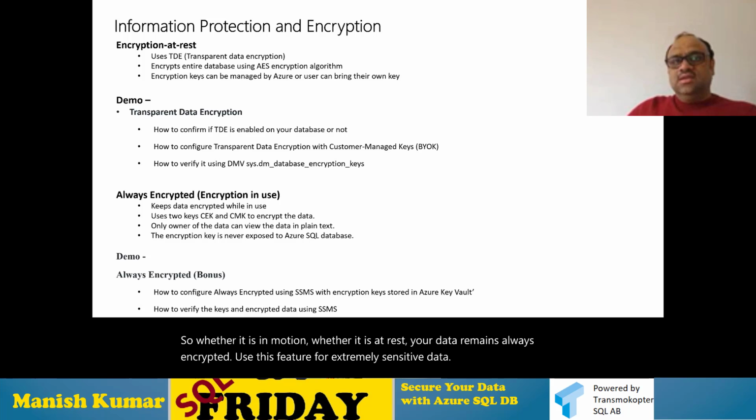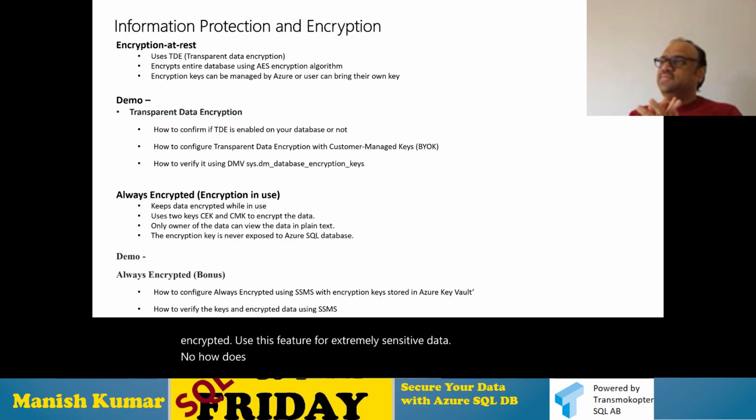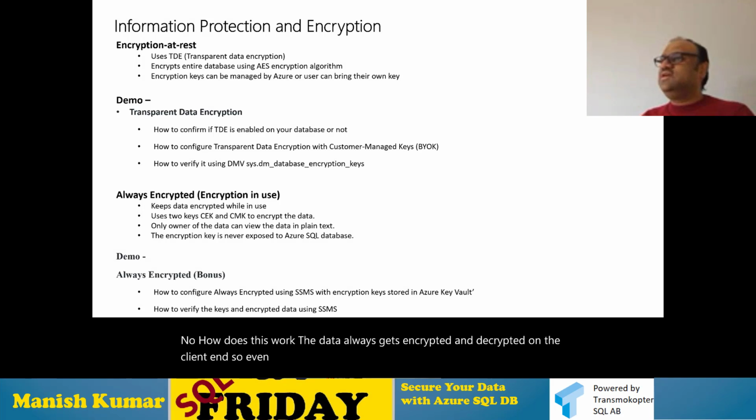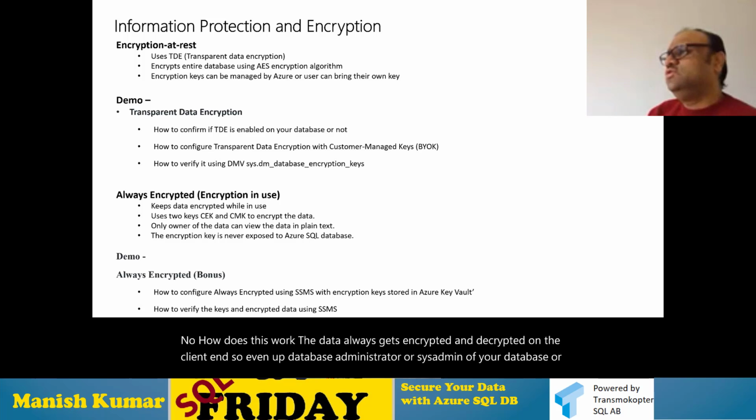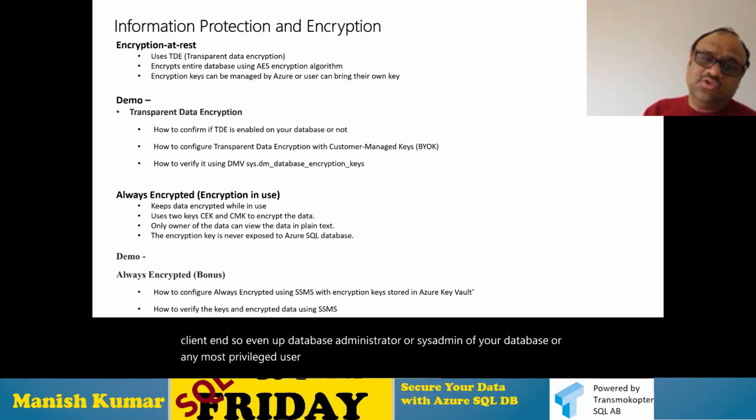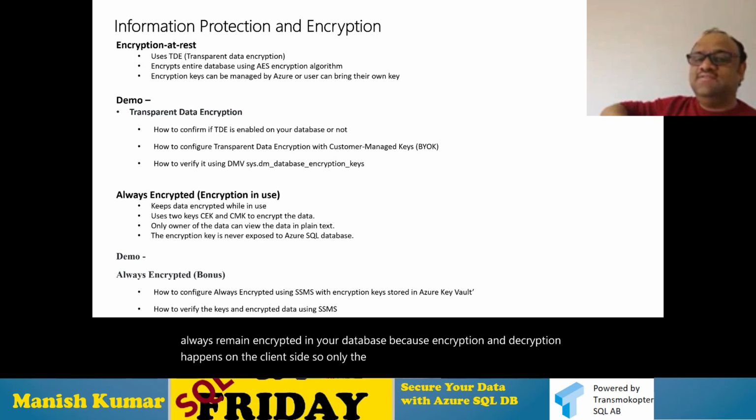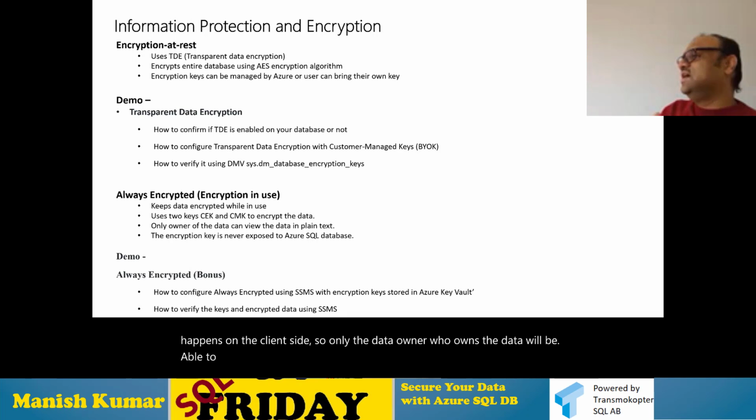Okay. Now, how does this work? The data always gets encrypted and decrypted on the client end. So even a database administrator or sysadmin of your database or any most privileged user will not be able to see the data in plain text. It will always remain encrypted in your database. Because encryption and decryption happens on the client side, only the data owner who owns the data will be able to see the data in plain text. Otherwise, no one will be able to see the data in plain text.